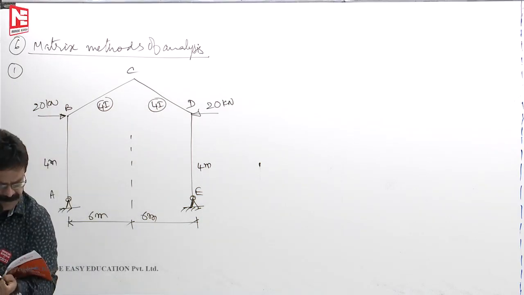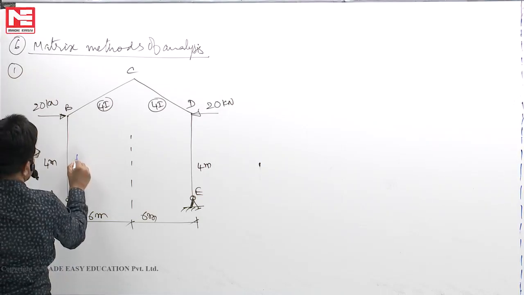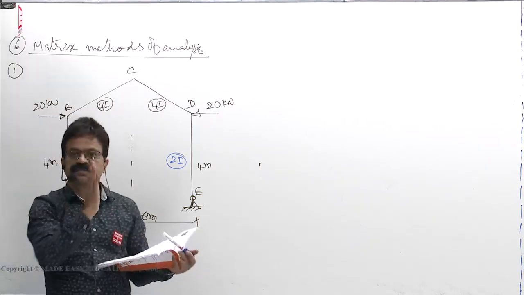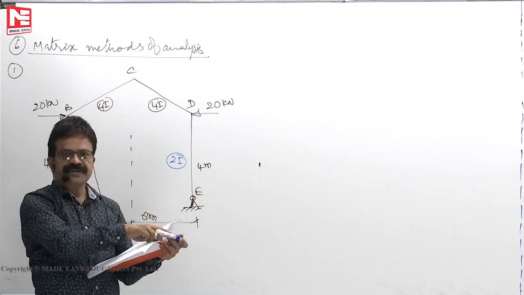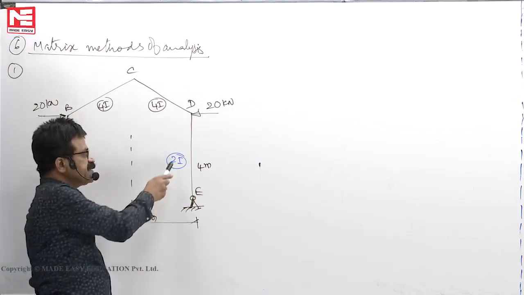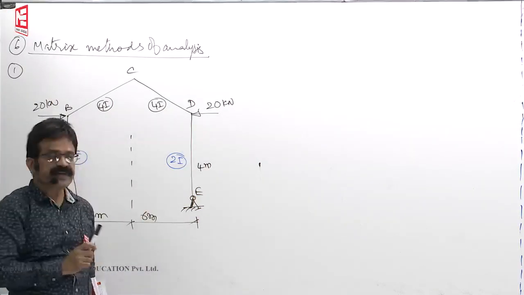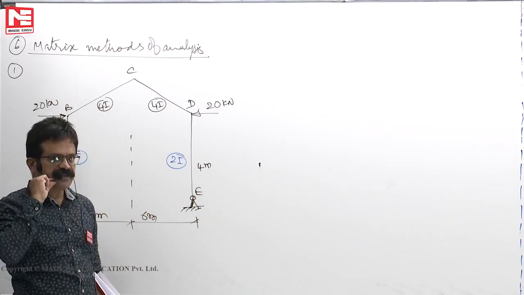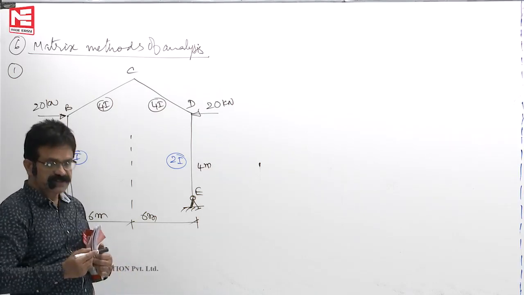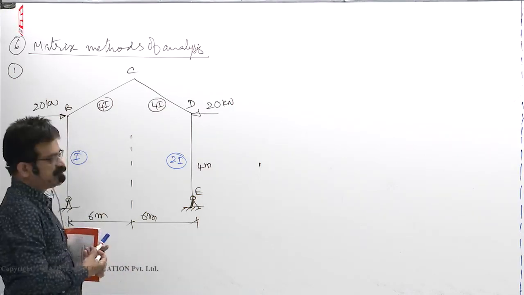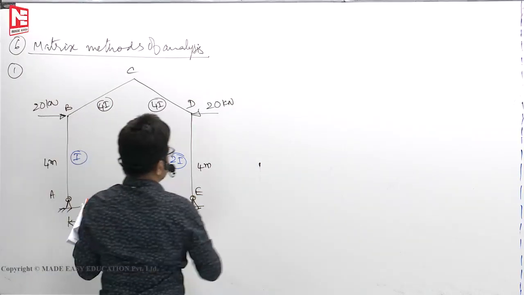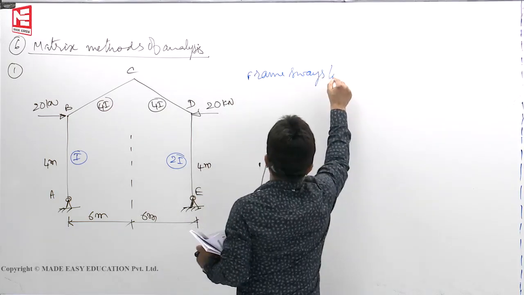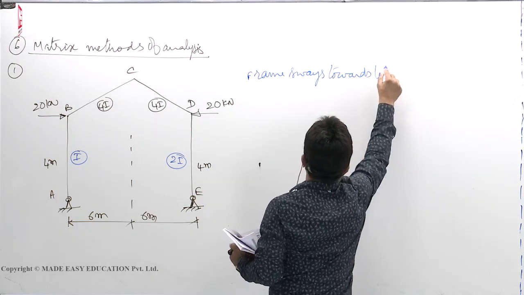Everything looks the same, but you see, the I values are different for the columns, I and 2I. Which means that the structure is not symmetrical; there is no mirror reflection. If this is also I, then the frame will not sway for this loading, so sway we can take as 0. But now we cannot take sway as 0. We will see both cases, because the frame sways towards the left.